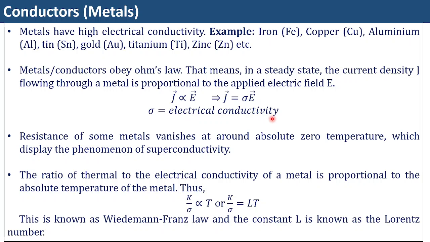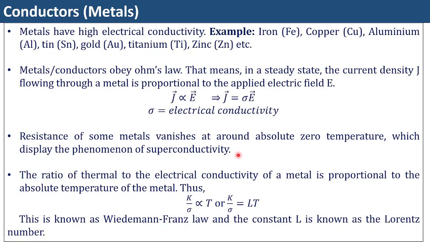So how do we define the electrical conductivity? Electrical conductivity can be defined as the ratio of the current density per unit electric field. So if per unit electric field the current density is high in some material, that's a good conductor as compared to the others. Now the resistance of some metals vanishes at around absolute zero temperature, which displays the phenomenon of superconductivity.